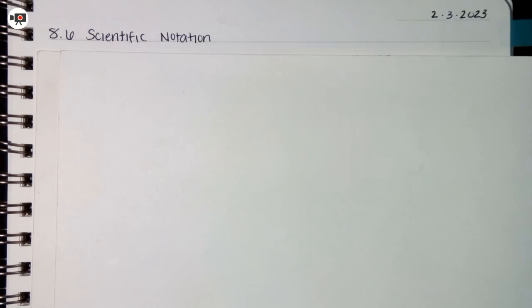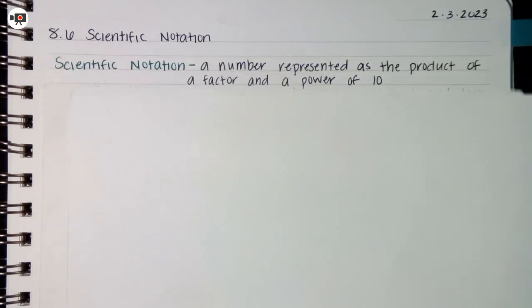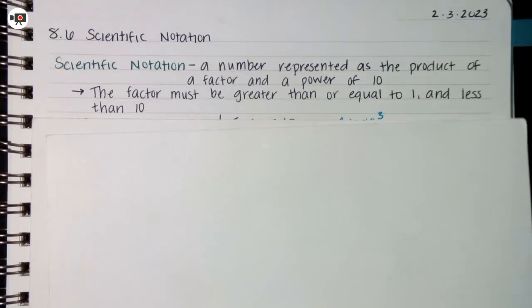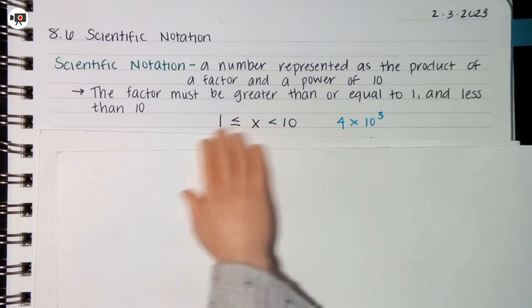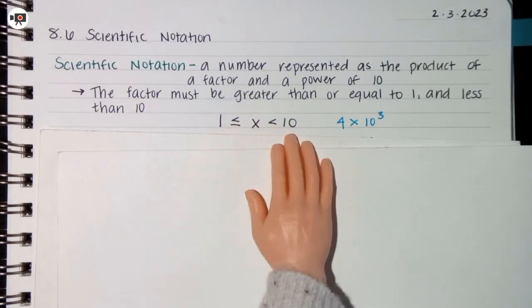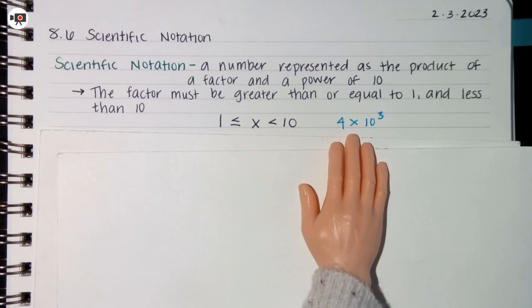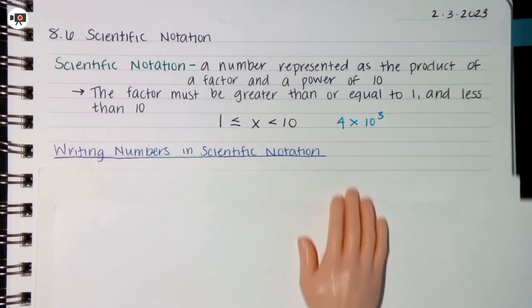This is 8.6, scientific notation. Scientific notation is a number represented as the product of a factor and a power of 10. The factor must be greater than or equal to 1 and less than 10. So it can be 1, but it must be less than 10. An example of that is 4 times 10 to the third.